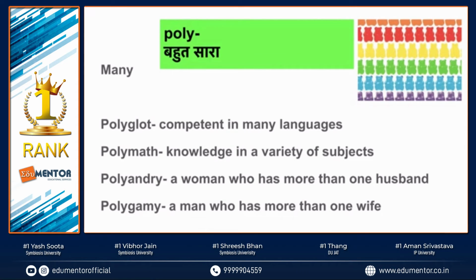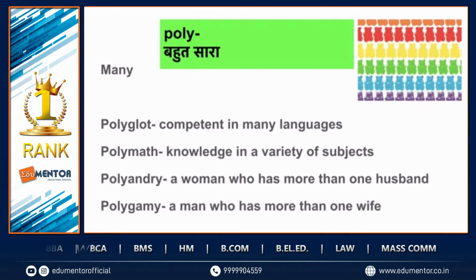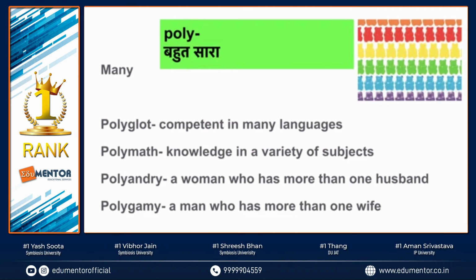Polymath. A person who has knowledge in a variety of subjects is a polymath, right? So, for example, Rabindranath Tagore was a polymath. He was also a polyglot. He knew Bengali, English, Hindi, and a couple of other languages properly.